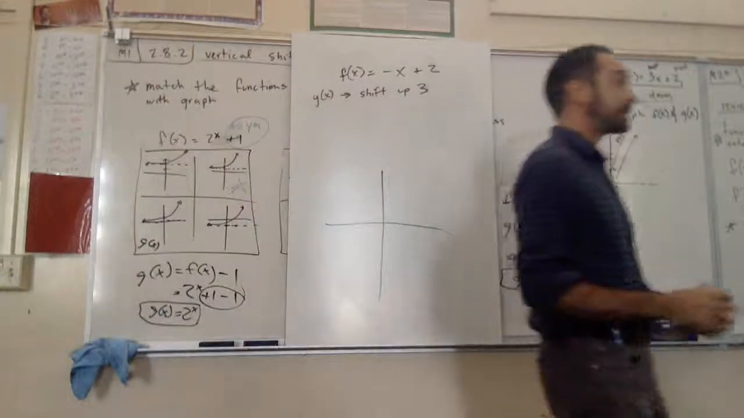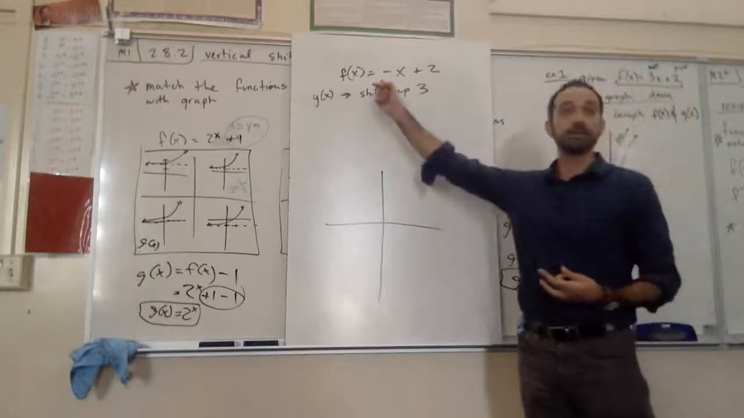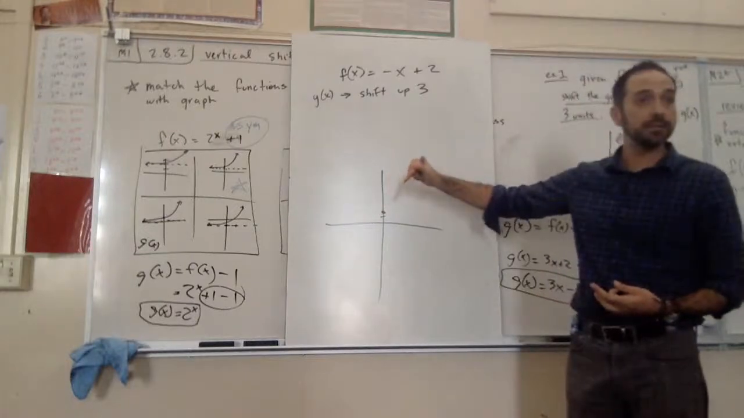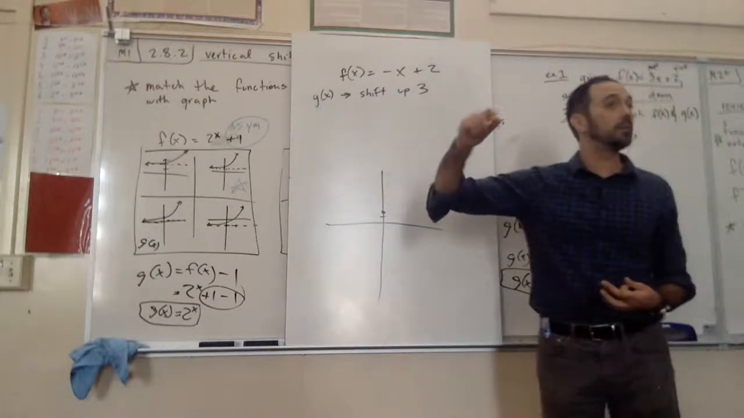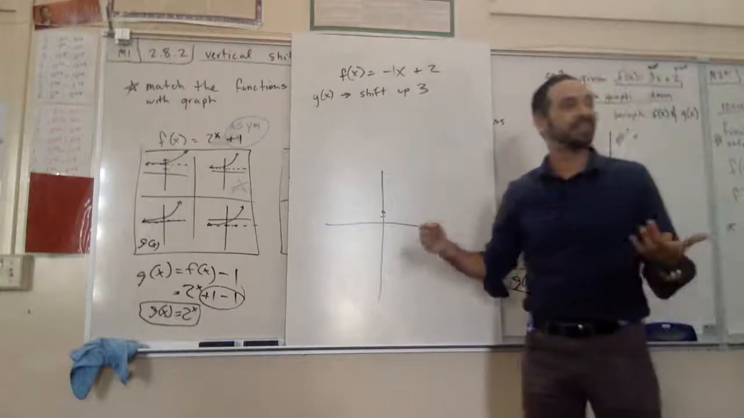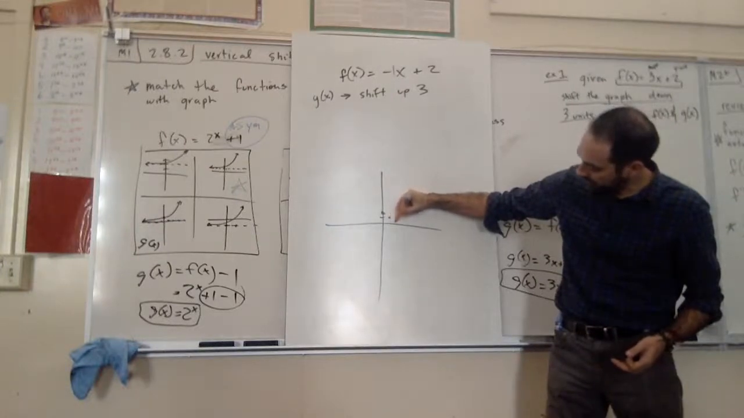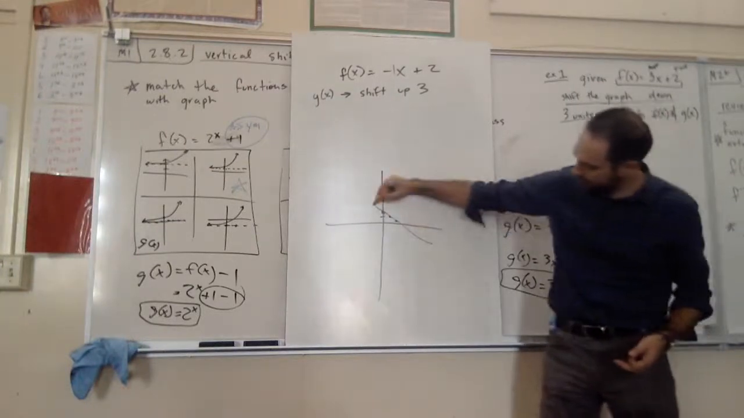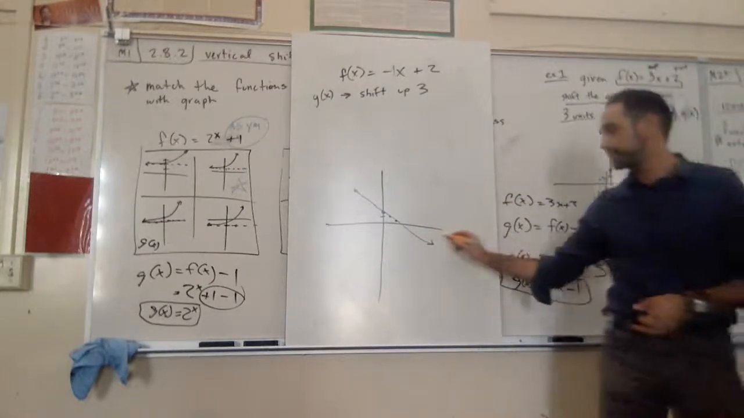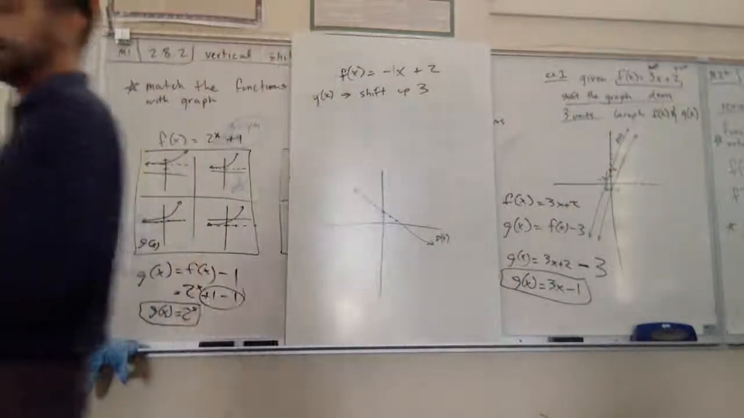So let's graph f of x. We didn't do that yet. What is my y-intercept for f of x? 2. 1, 2. My slope is negative 1. It's the number in front. So that just means we go down 1, over 1, down 1, over 1. And we end up approximately with this line. It's not perfect, but it works for this. Shift up 3.